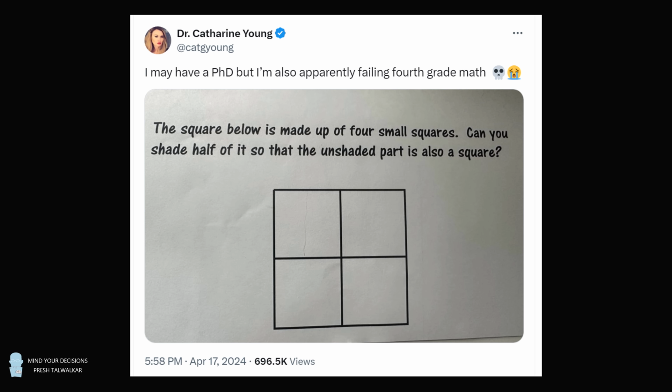Here's a puzzle that was popular on Twitter from Dr. Catharine Young. I may have a PhD, but I'm also apparently failing fourth grade math. Here's the problem. The square below is made up of four small squares. Can you shade half of it so that the unshaded part is also a square?